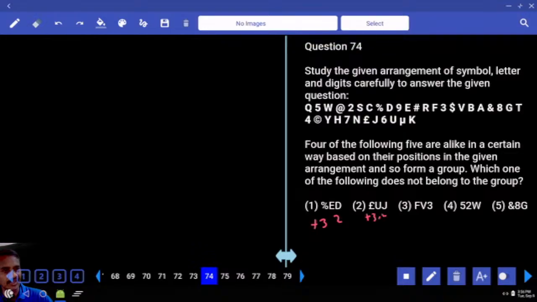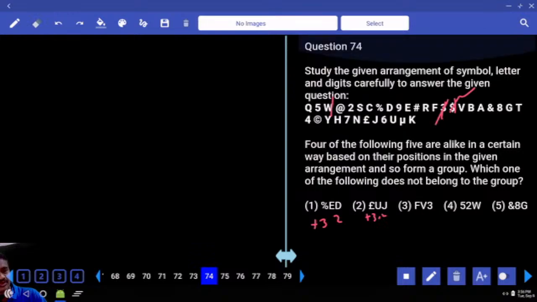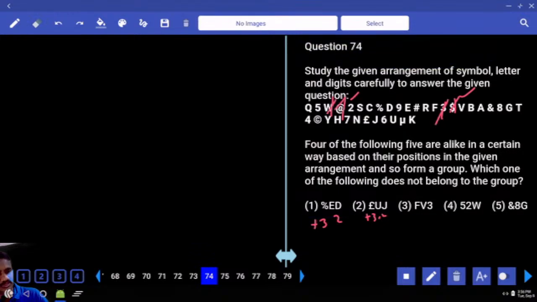F, V and 3. F and V, 1, 2, 3, plus 3. And V and 3, 1, 2, minus 2. Plus 3, minus 2. And 5, 2 and W: 5 and 2, 1, 2, 3, and 1, 2. Plus 3, minus 2. And 8 and G: 8 and G, they are adjacent to each other. What is your answer? Choice 5, question number 74.